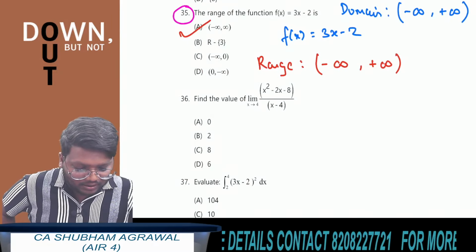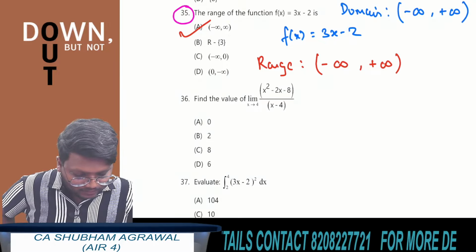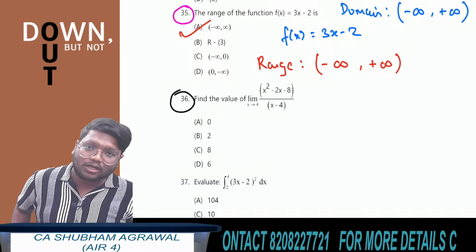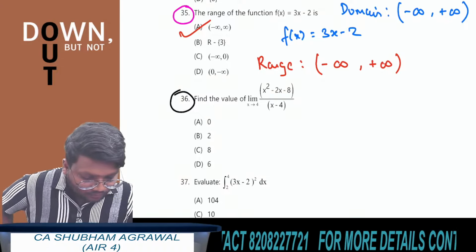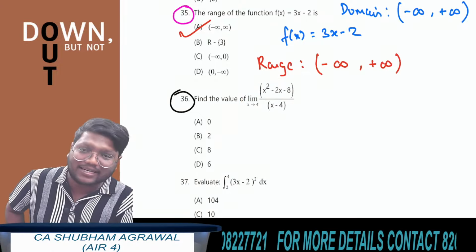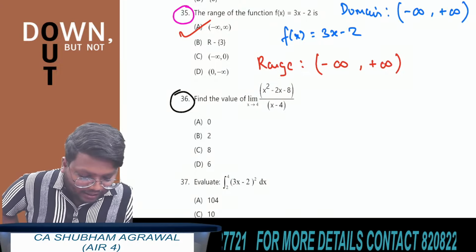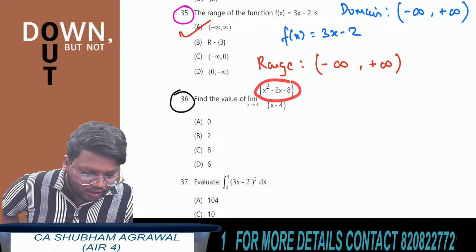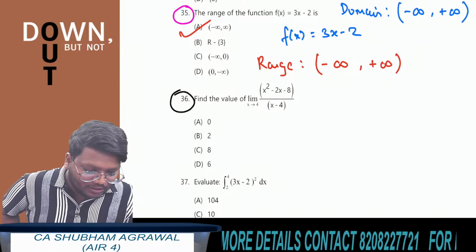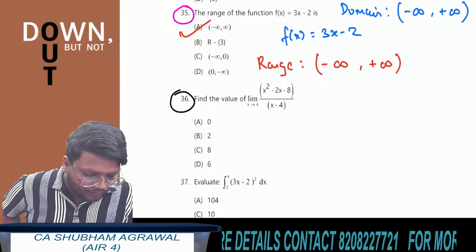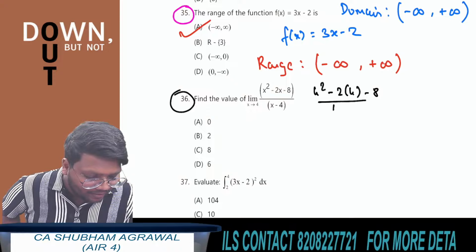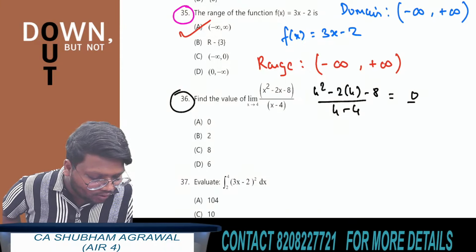Now this question number 36 is of limits. How to solve this question number 36? You have to find the limit as x tends to 4 of (x square minus 2x minus 8) upon (x minus 4). Now here if you put the value of x as 4 in the numerator and the denominator, what are you getting? See, 4 square minus 2 multiplied by 4 minus 8 divided by 4 minus 4. This is what? 0 by 0.